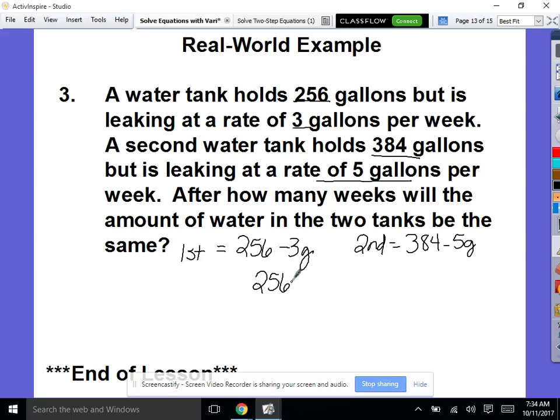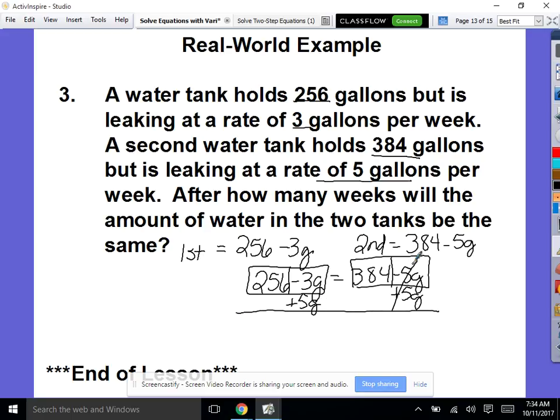So we set these equal to each other. 256 minus 3g equals 384 minus 5g. Box in our terms. Let's add 5g. It's the smaller variable, but we already know that does not matter. Just pick a variable to eliminate. So that gives us 256 plus 2g. I'm going to box those terms in again and subtract or eliminate our constant. That leaves us with 2g equals 128.